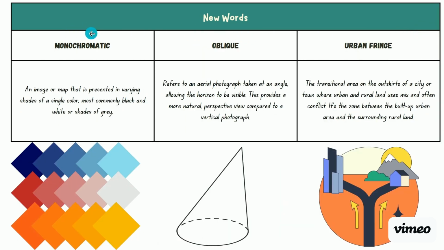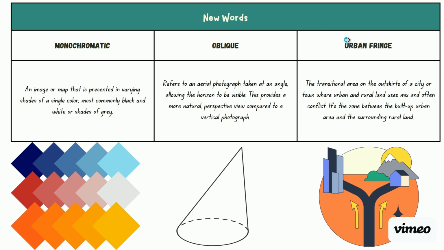Monochromatic is an image or map that is presented in varying shades of a single color, most commonly black and white, or shades of gray. Oblique refers to an aerial photograph taken at an angle. It's not directly straight from above. So it's at an angle, allowing the horizon to be visible. This provides a more natural perspective view compared to a vertical photograph.